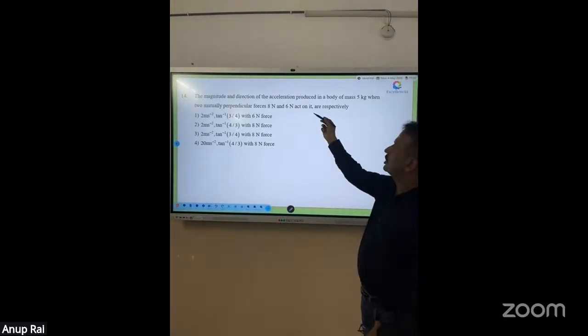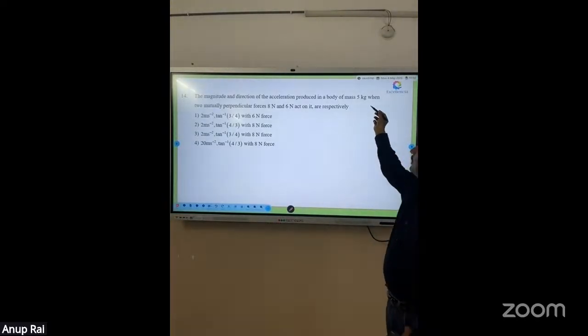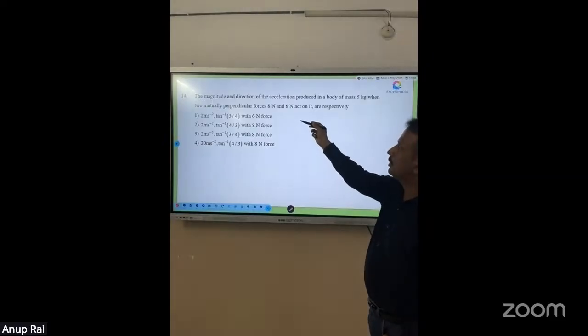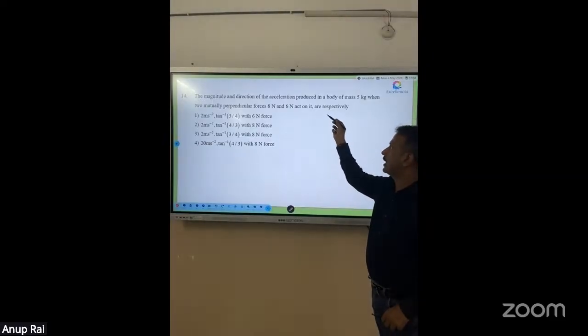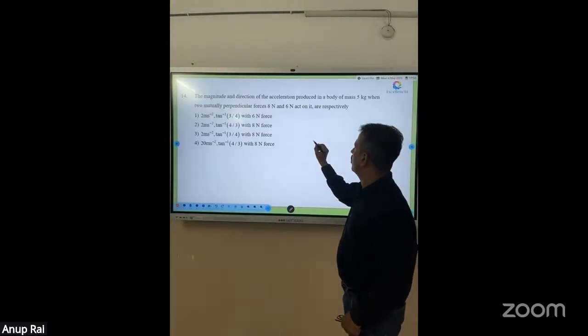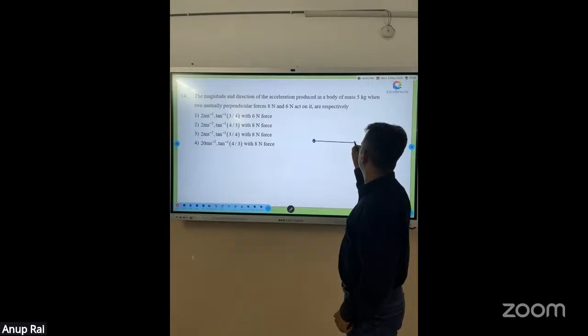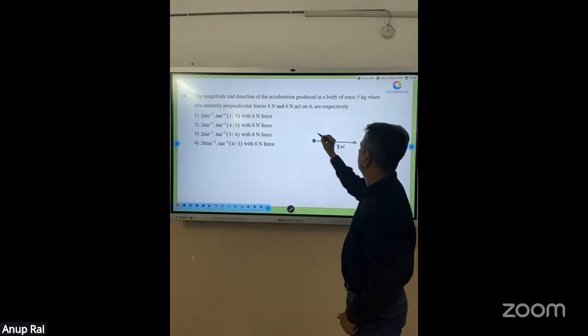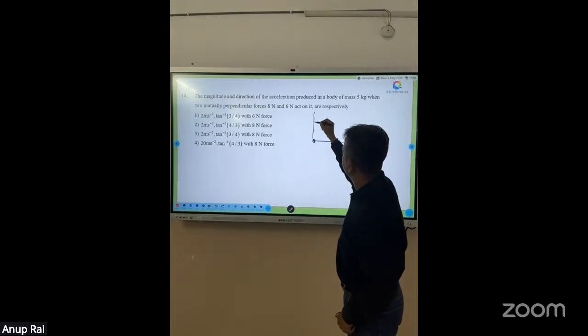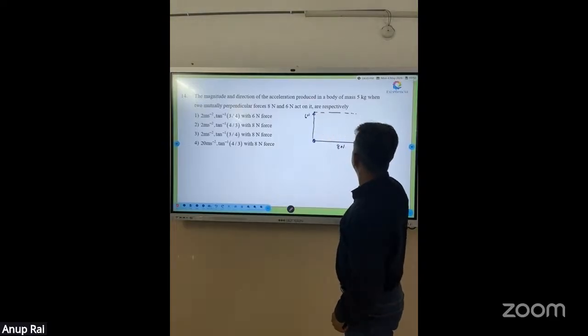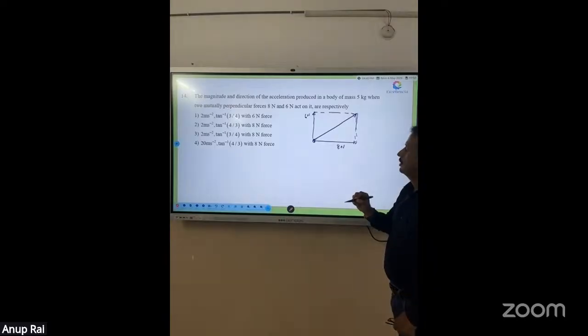The magnitude and direction of acceleration produced in a body of mass 5 kg when two mutually perpendicular forces 8 Newton and 6 Newton act on it. Let's say this is the body of mass 5 kg and these are the two forces acting on it, 8 Newton and 6 Newton, perpendicular to each other. Of course, the net force is going to act like this, by the parallelogram rule.